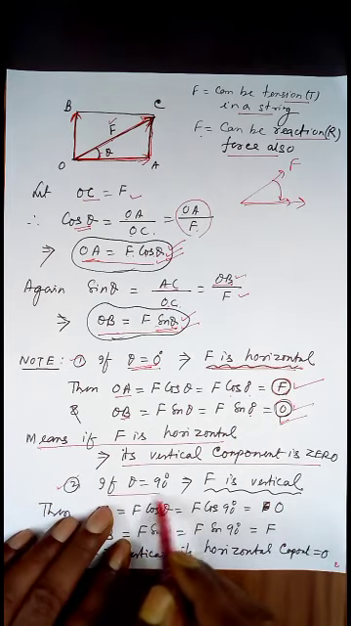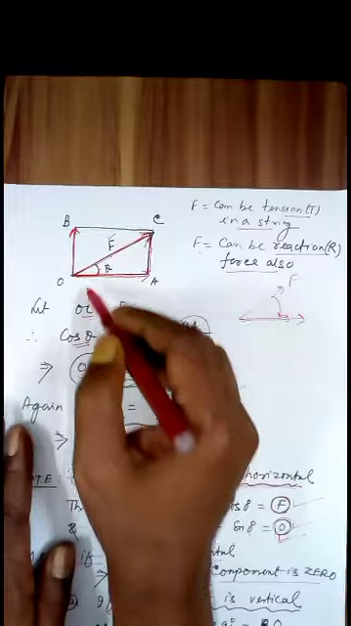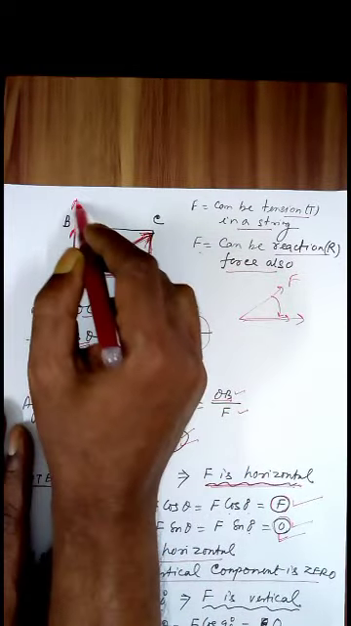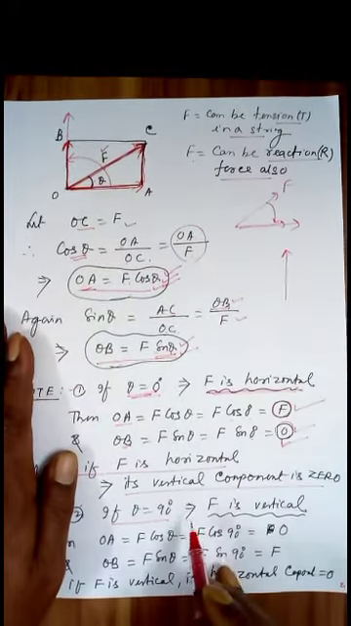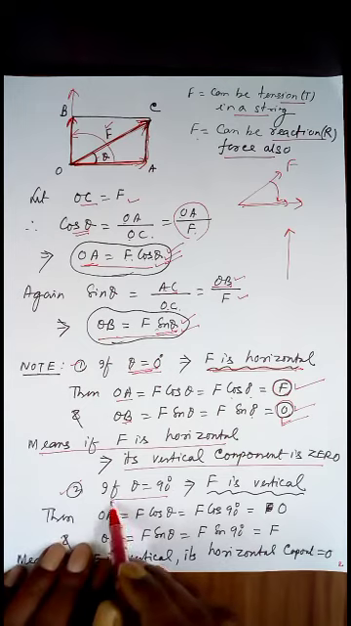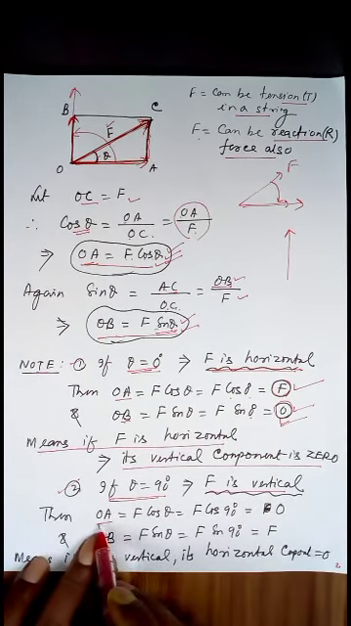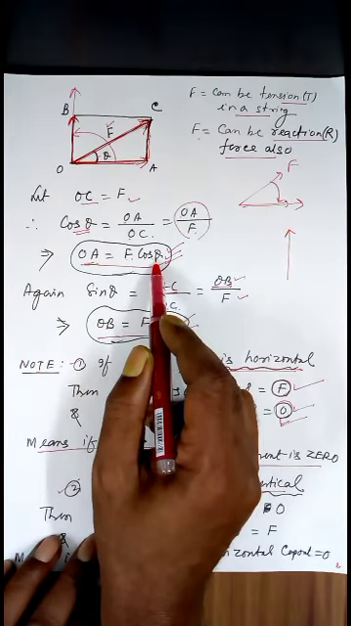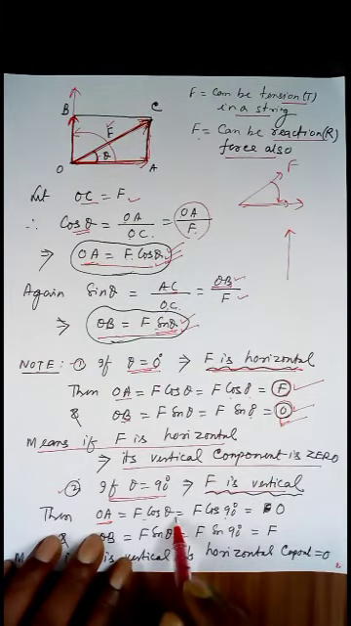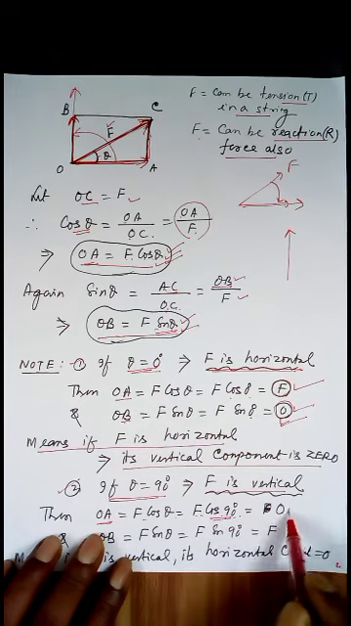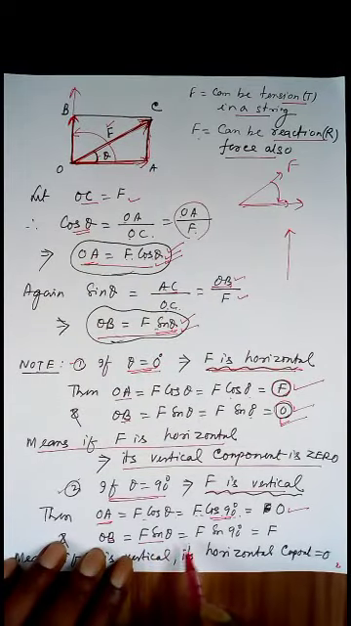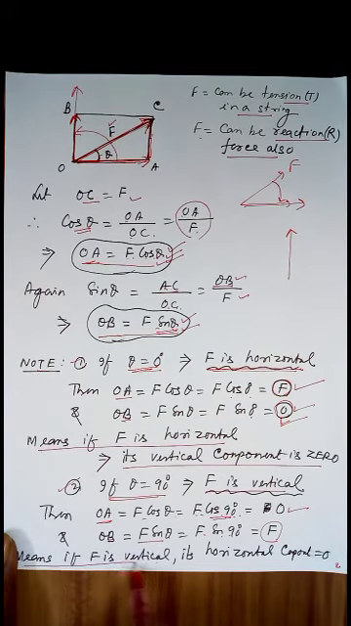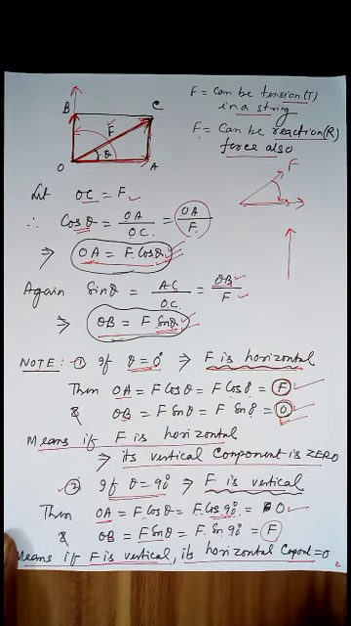The second part: if theta is 90 degrees, F is not like this, F is like this, then theta will be 90. So if F is vertical along the y-axis, then theta is 90. Then your OA is F cos theta, F cos 90, cos 90 is 0, 0 into F is equal to 0. And OB, the vertical component, is equal to F sin theta, theta is 90, sin 90 is 1 into F is F. Means if a force F is vertical, its horizontal component is 0.